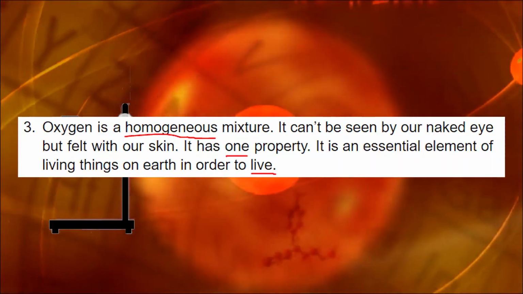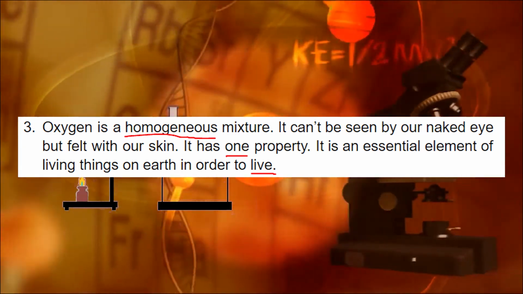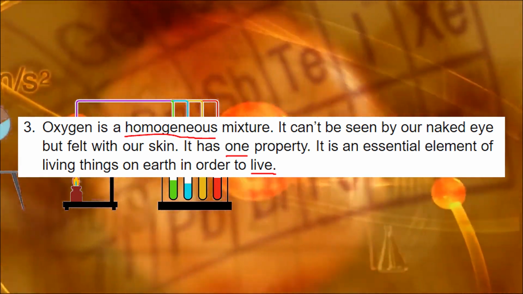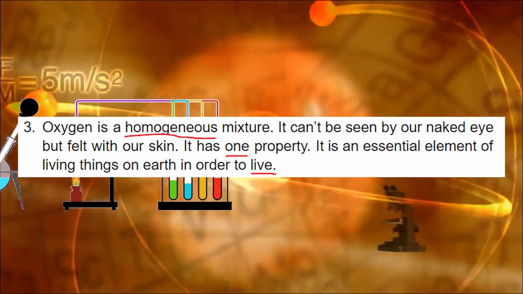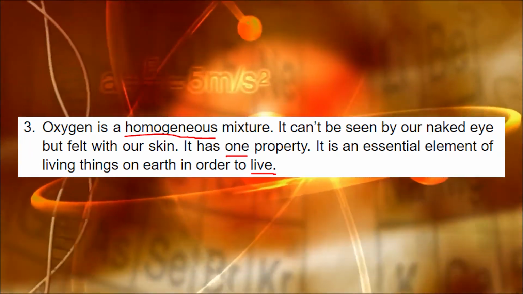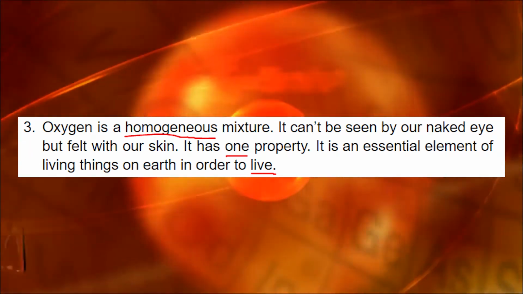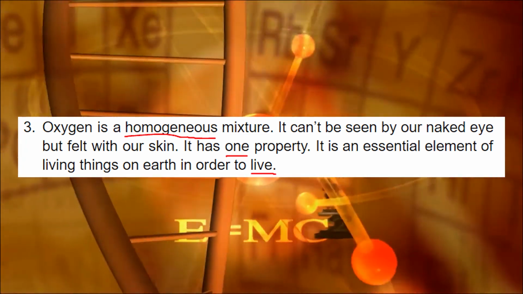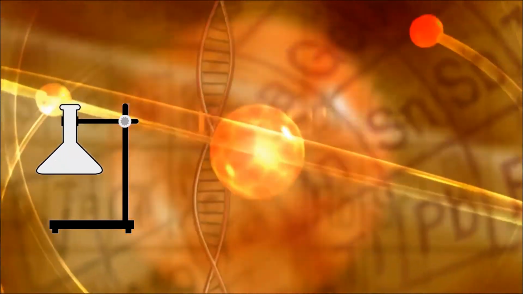Number three, oxygen is a homogeneous mixture. It cannot be seen by our naked eye, but filled with our skin. It has one property. It is an essential element of living things on Earth in order to live. All of your answers are correct.